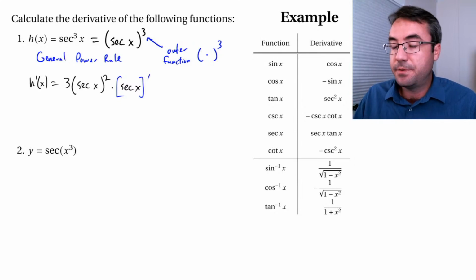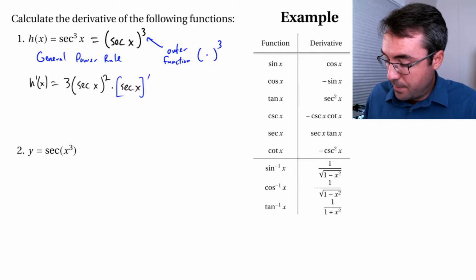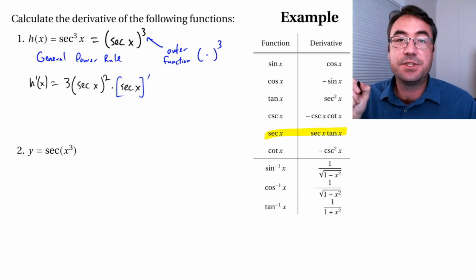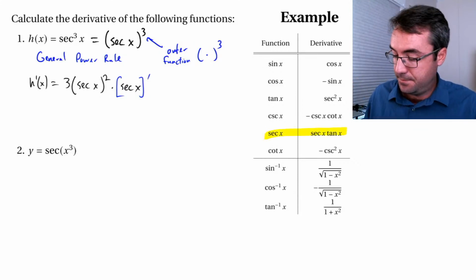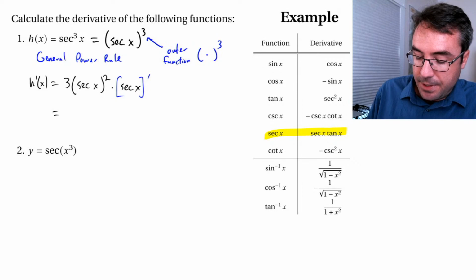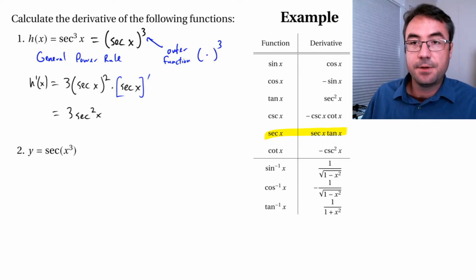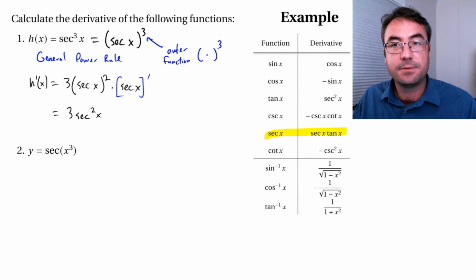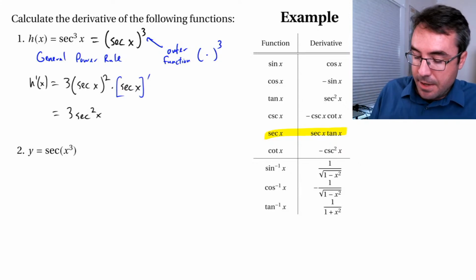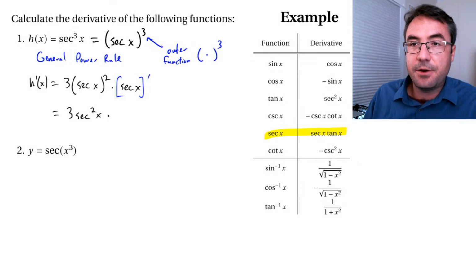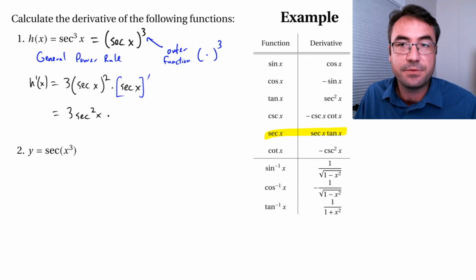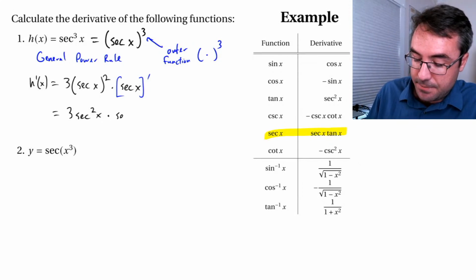And then the derivative of secant x, in case we don't remember, what is it? It's just secant times tan. So we get 3 times secant squared x. We're done with that part. No more differentiating there. And then we only have to differentiate that inner function, and we said the derivative of secant was secant times tan.